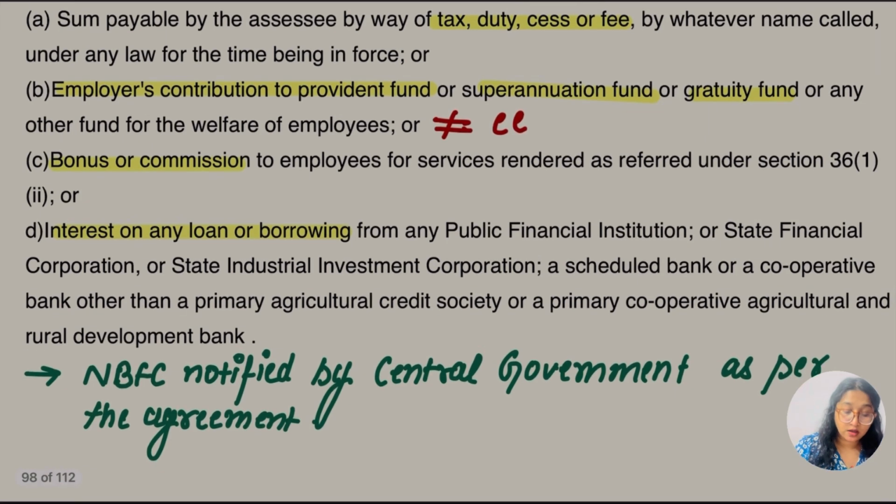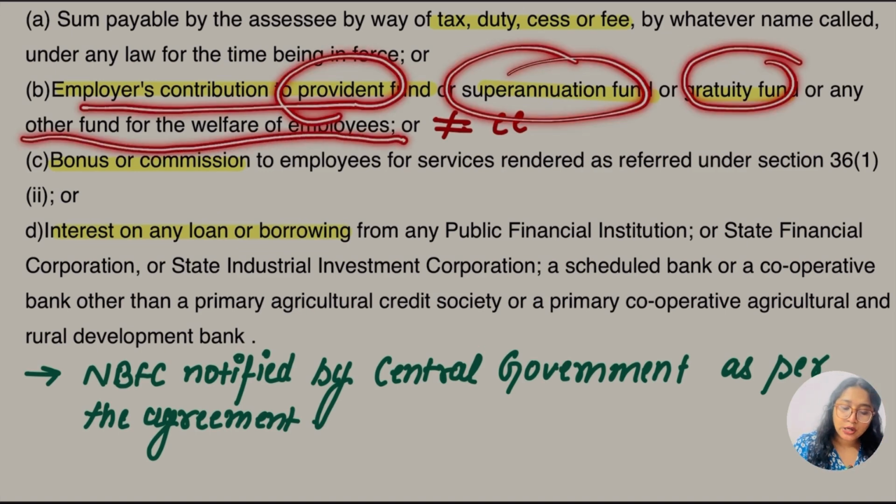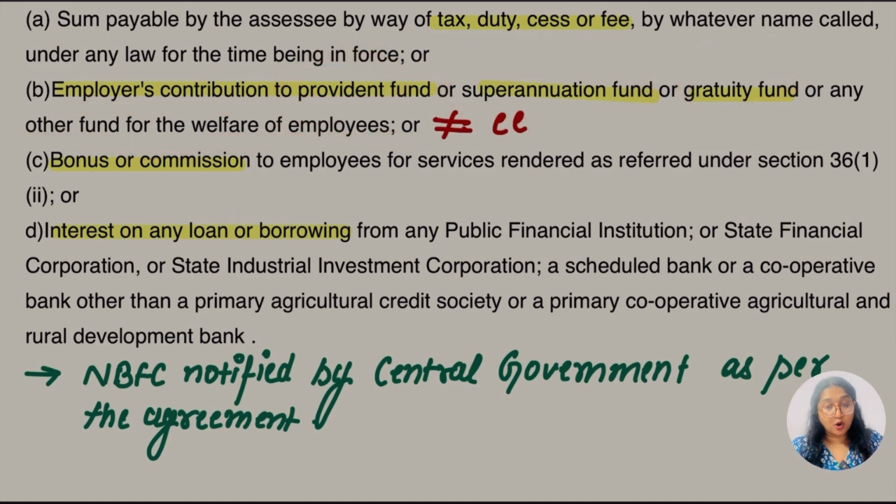In any form it's going to be allowed on actual payment basis. Which section? Section 43B. Okay, let's go for the employer contribution to PF. Remember gratuity fund, superannuation fund. So employer contribution to PF, superannuation fund, gratuity fund or any other fund for the welfare of the employees.